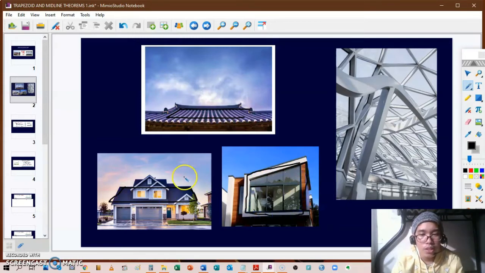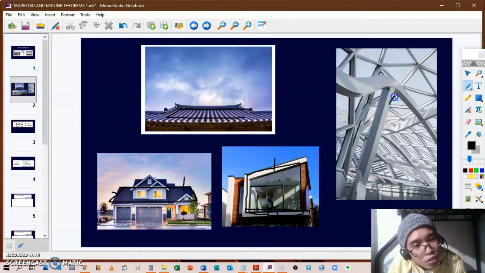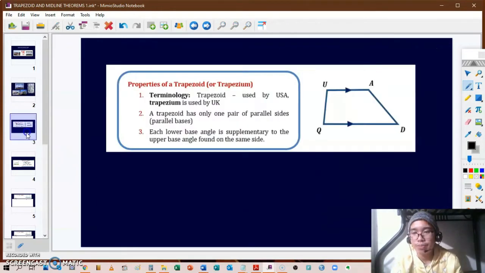This one is an isosceles trapezoid, so its legs are congruent. And then we have here a normal trapezoid, or a trapezium if you're going to use a UK term. These two sides are not congruent to each other. And also on windows, if you look closely, you're going to find trapezoids there. Again, guys, a short review of trapezoids and trapezium.